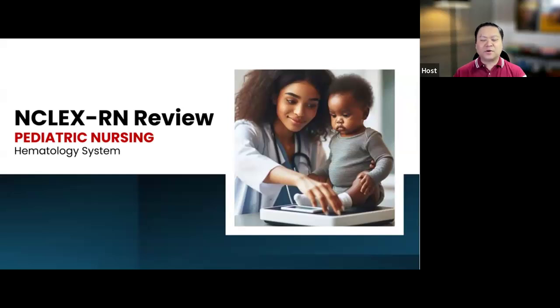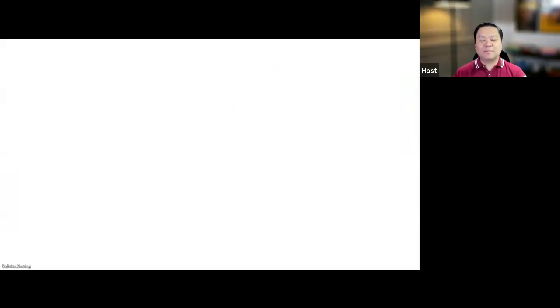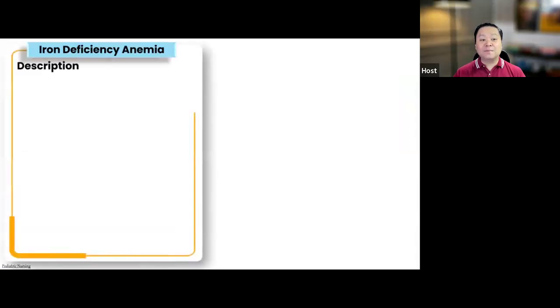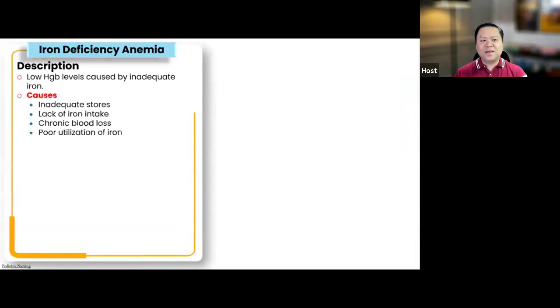So let's talk first about the most common topic here, which is iron deficiency anemia, which is described as low hemoglobin levels caused by inadequate iron. And there are so many causes related to this disorder. And so we have the following: one is inadequate stores, second, lack of iron intake, chronic blood loss, and also poor utilization of iron.